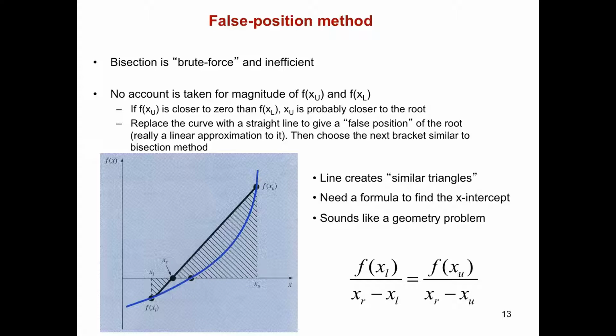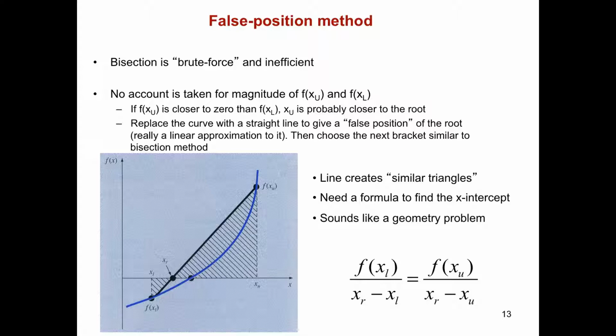Okay, what is that next xr? I'm going to find it geometrically. If I look at this length over here, f of xl, compared to this length, xr minus xl, that has to be that ratio, since this corner is equal to this corner. That ratio has to be the same as f of xu divided by xr minus xu. That's it. So that's how I'm actually going to find it.